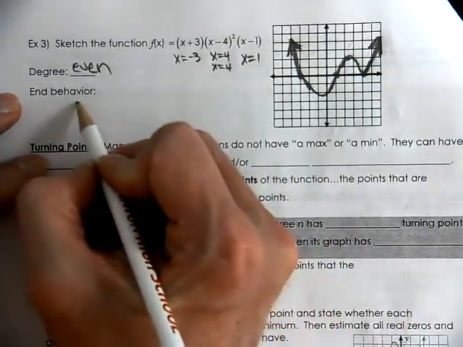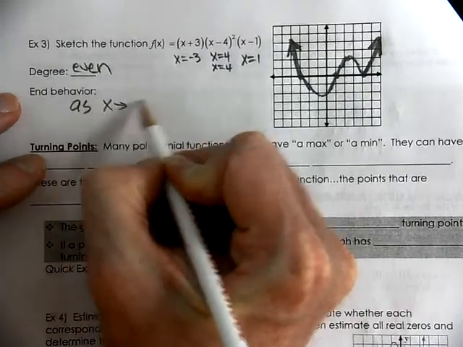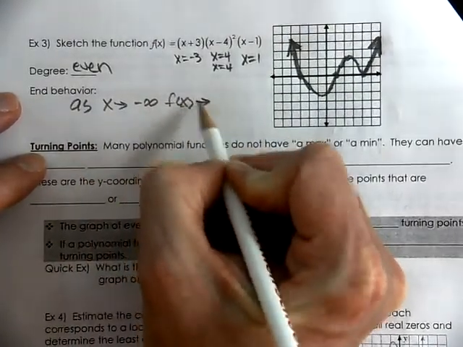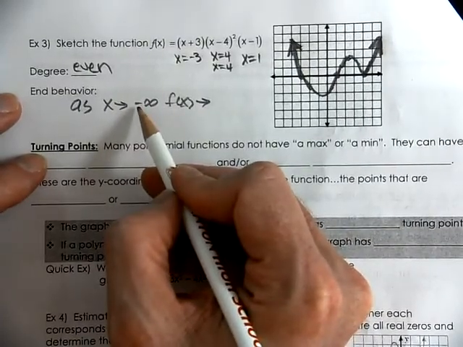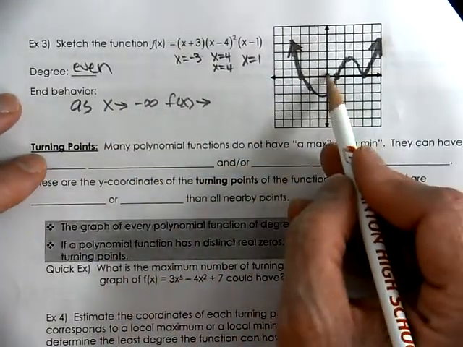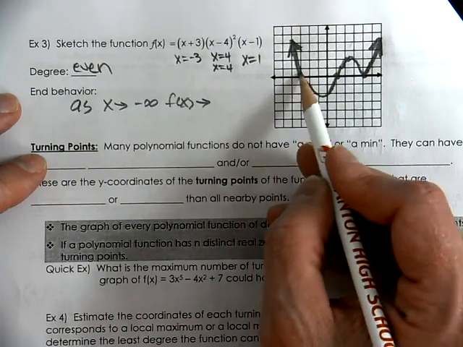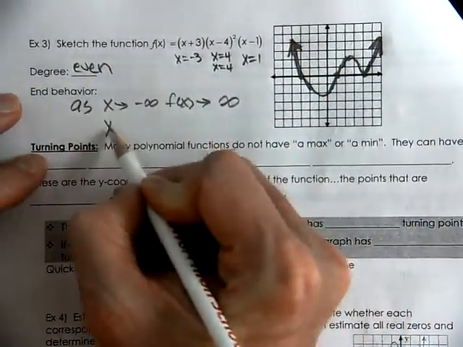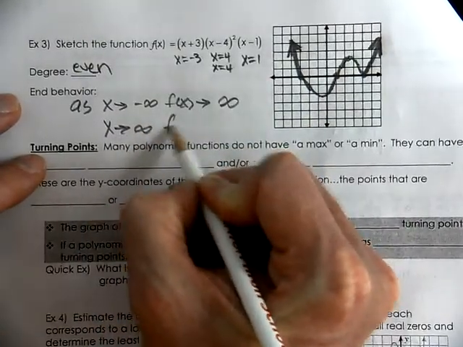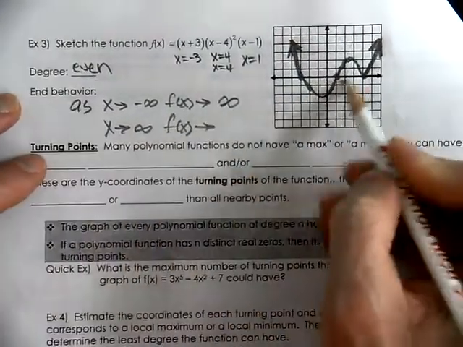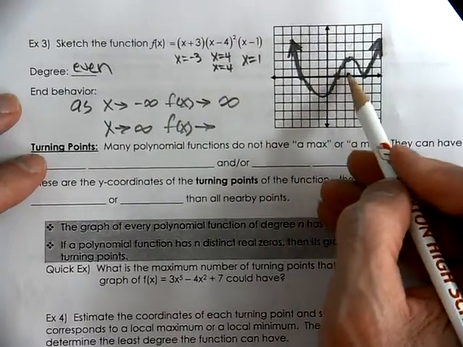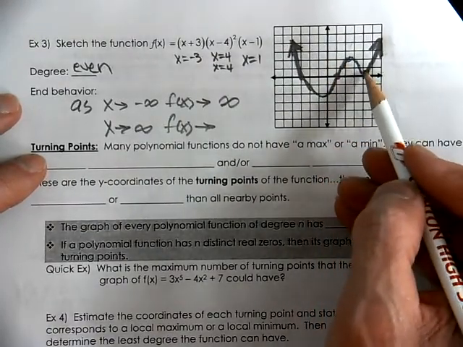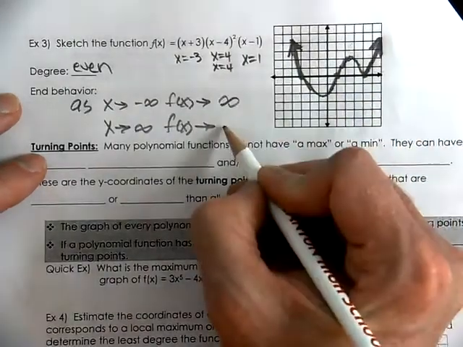The end behavior, as x approaches negative infinity, our function, where's our function going when we look left? Negative infinity. When we go to the left, the graph is going up. And as we move to the right, to infinity, not just here where it's falling back down, but when we get far enough to the right where the graph has to be going up.